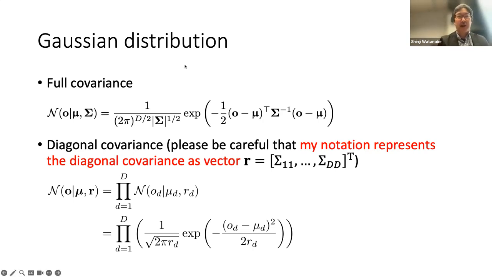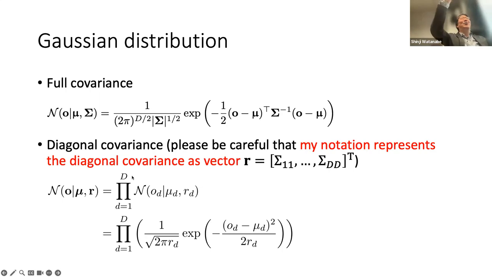And I am writing two forms of the Gaussian distribution. One is the one that most people know, with the normal covariance matrix. But some of you may have taken machine learning courses and may know that the full covariance matrix is very difficult to estimate and deal with. The computational cost is very large. So instead, in our machine learning problems, we quite often use diagonal covariance.